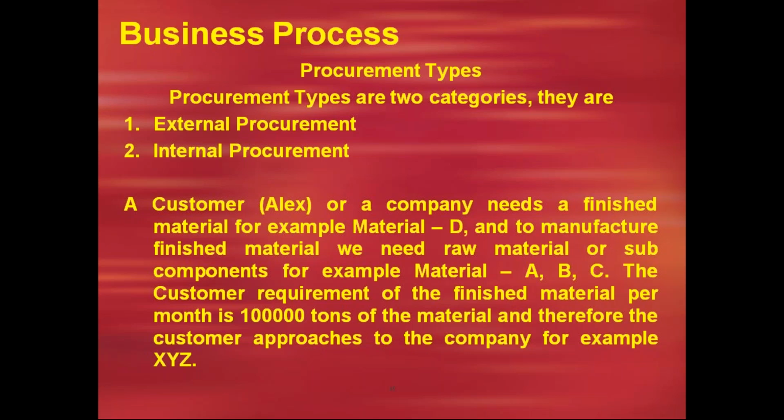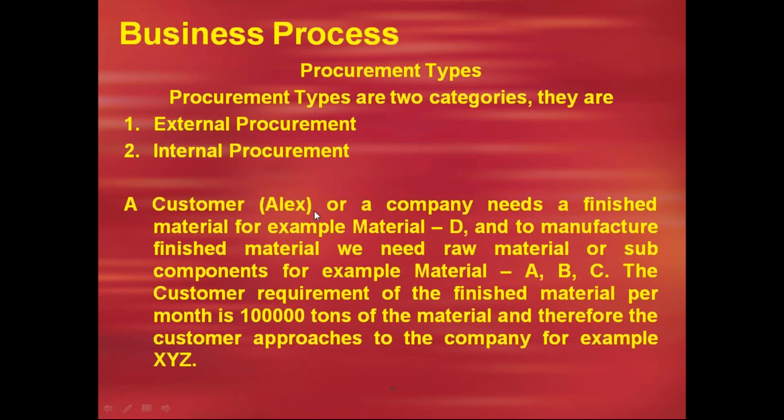Okay. Now you take any organization, a company. Basically, the procurement types are divided into two types. They are external procurement and internal procurement. Okay. What is this external procurement and what is this internal procurement? Let's say the customer is in need of a material. Example, D is a finished material, that is the end component.